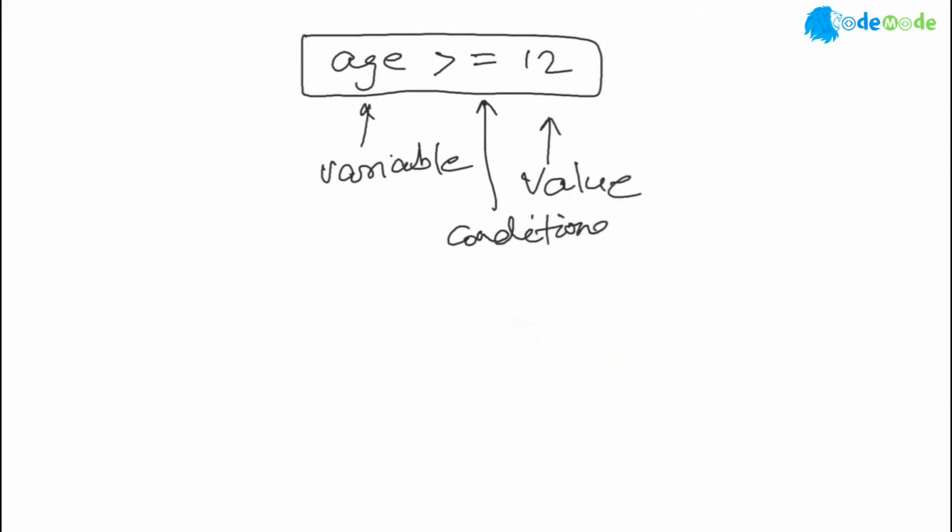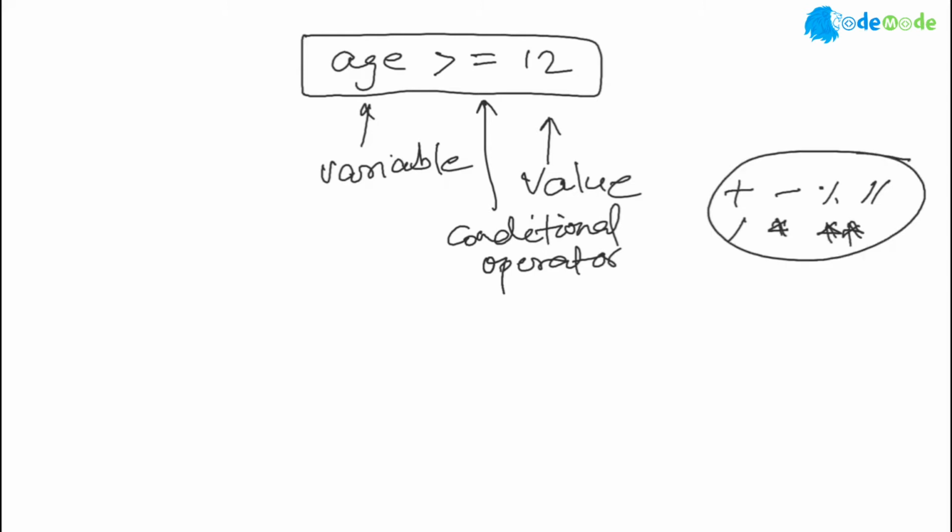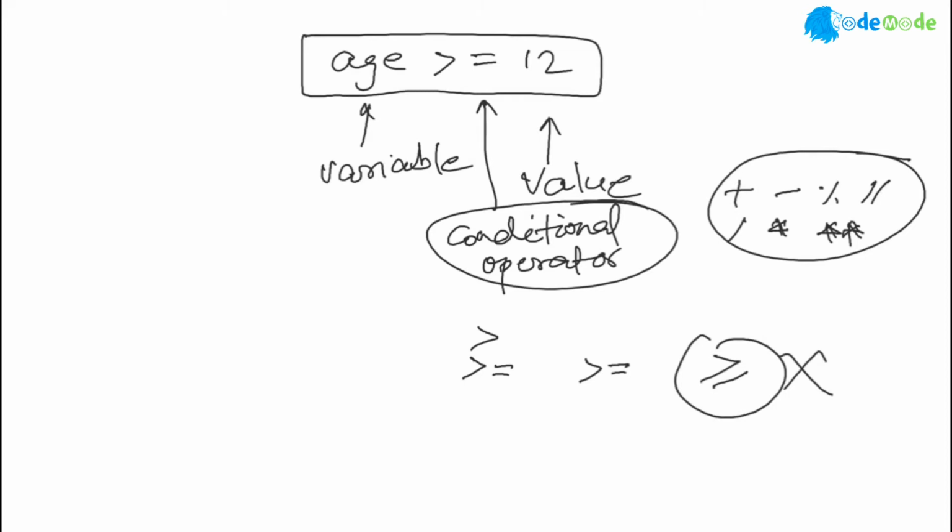Conditional operator, like math operators: plus, minus, percentage, double forward slash, single forward slash, multiplication, double multiplication which is power. All these are mathematical operators. These are conditional operators, which we have already learned. Greater than, and greater than or equal to. Remember, greater than or equal to is written like this, not like this. This is not a valid way. This is the valid way.